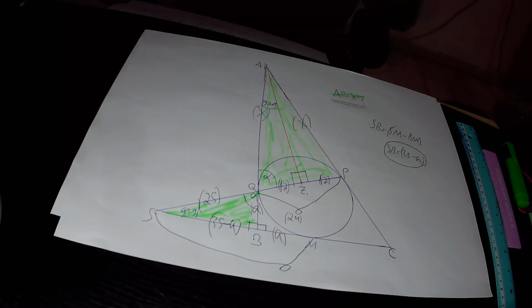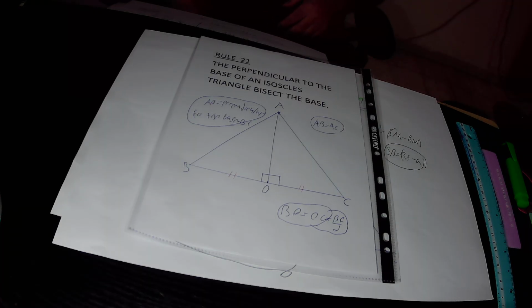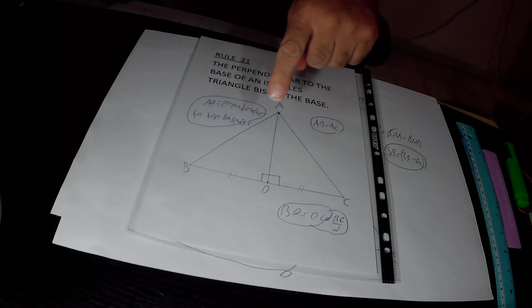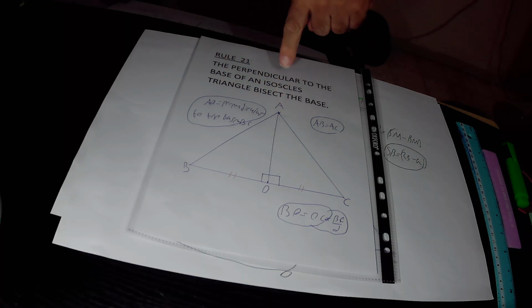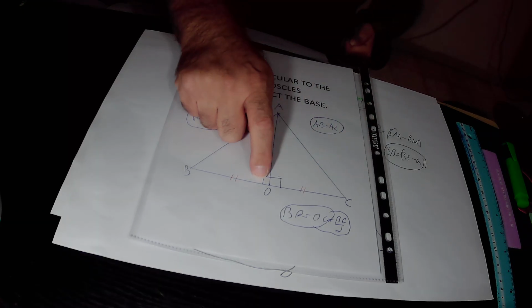In the next step, we implement Rule 21 in our drawing. Let me repeat Rule 21. According to Rule 21, the perpendicular to the base of an isosceles triangle bisects the base. In the drawing, we have the isosceles triangle ABC, with side AB equal to side AC. BC is of course the base of triangle ABC. From point A, we draw the perpendicular AO to the base BC. So this angle equals 90 degrees, and this angle also equals 90 degrees according to our construction.